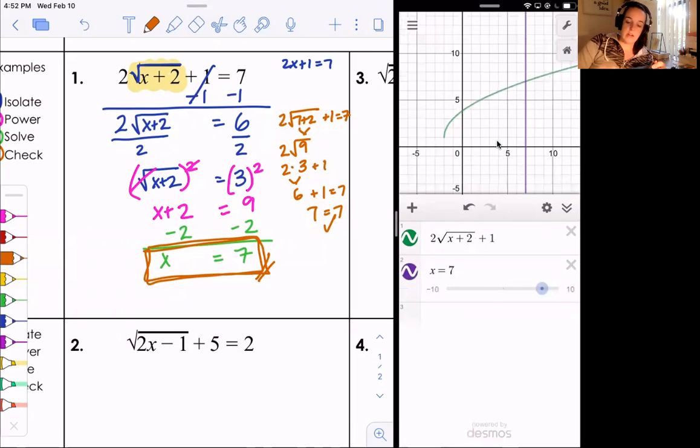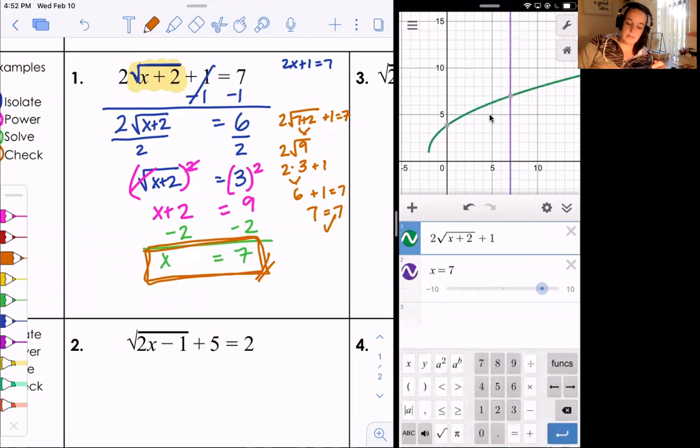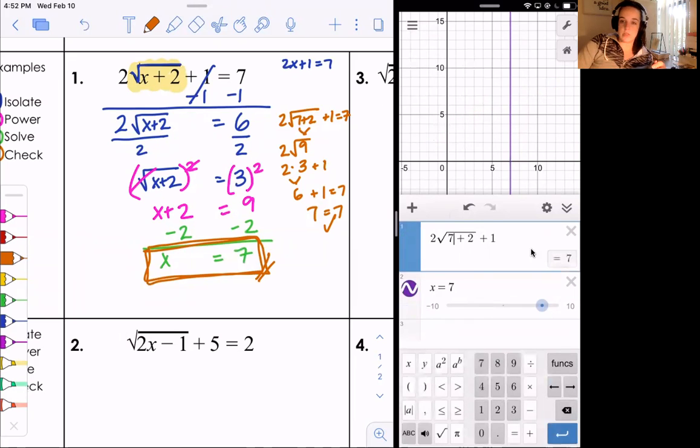Then when you look at your graph, you can see here is your green line. That's representing this side of the equation. And x equals 7, that's your purple line, straight up and down, right? Vertical line. And you can see this point right here, right? That point is 7 comma 7. So you would know that your answer is correct at 7. Kind of funky to do it this way. I would recommend just plugging in the number that you think x is and double checking that it equals this. Cool. That's number 1. Let's try number 2.